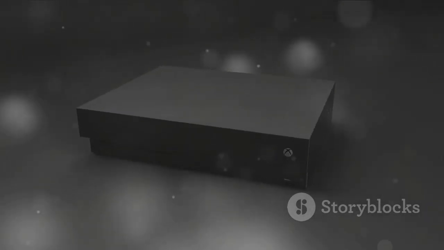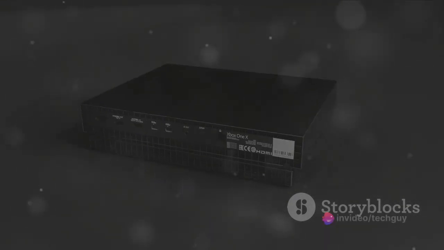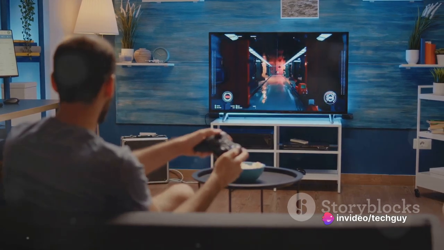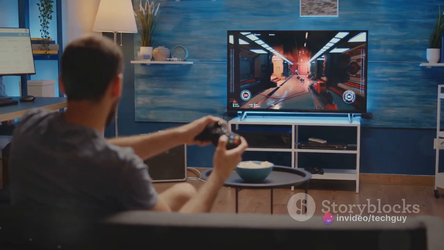The turn of the millennium brought with it a new contender, the Xbox. Microsoft's entry into the gaming industry in 2001 with the Xbox was a game changer. It was the first console to feature a built-in hard disk, allowing for more complex and expansive games.